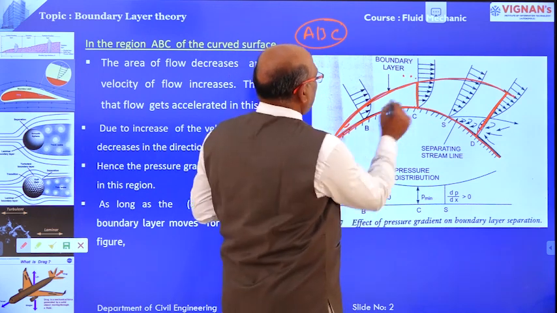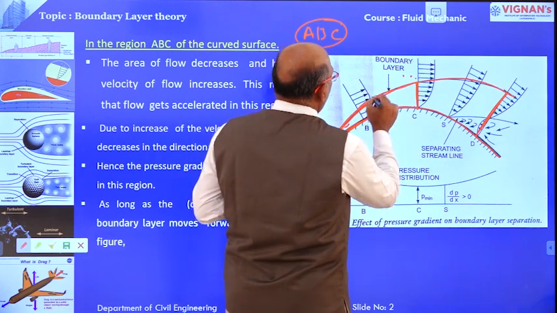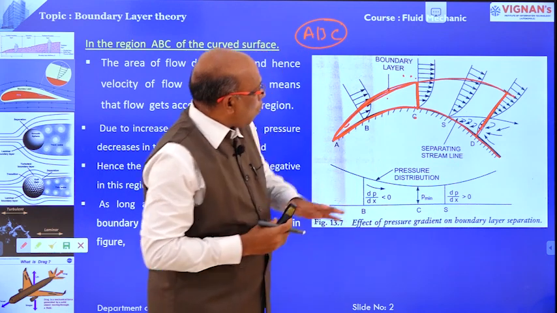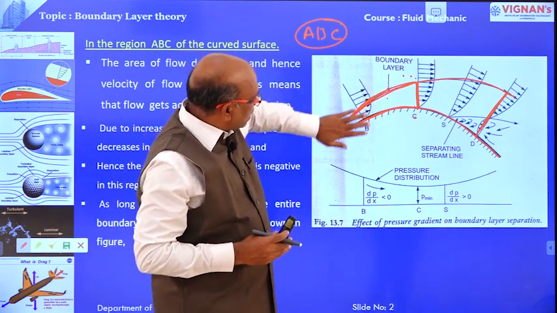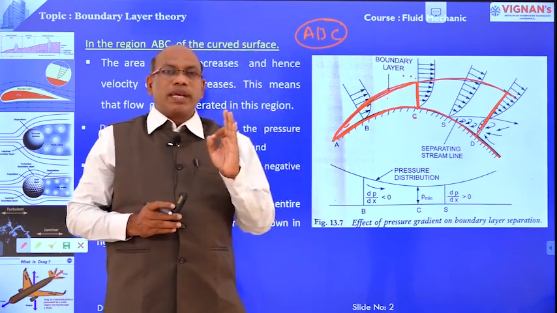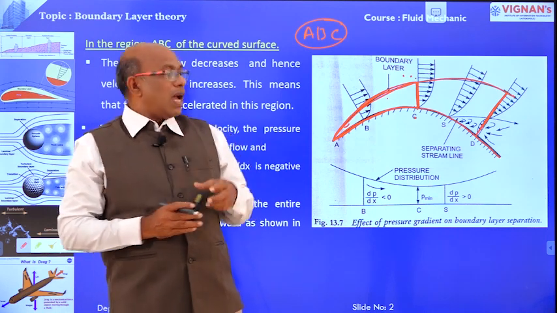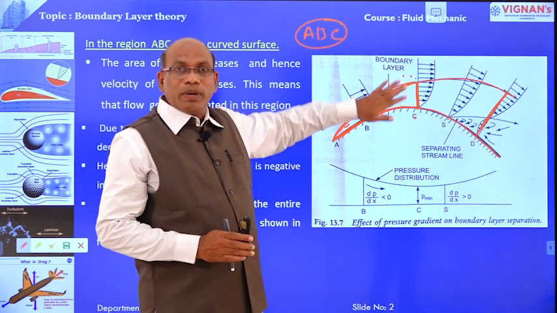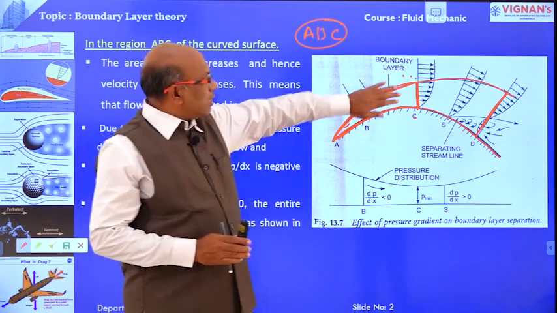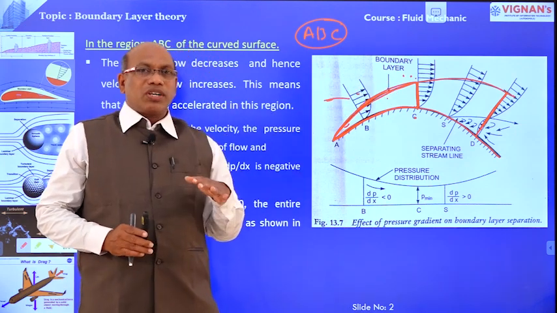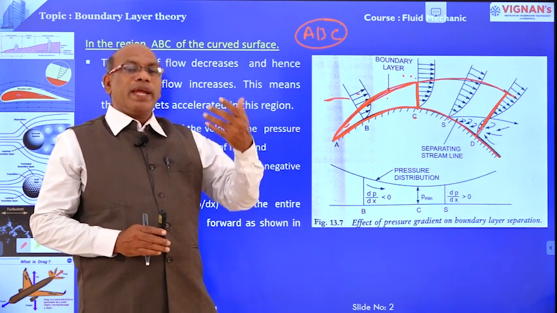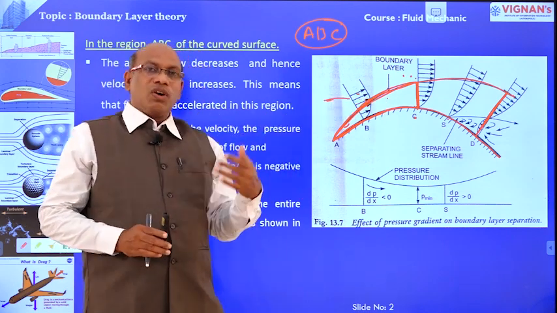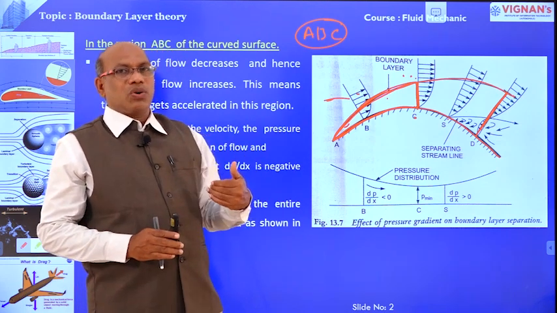So now we take this zone A, B, C. In this zone, the cross-sectional area is very, very small as compared with the curved surface C, S, D. Automatically, the velocity in this zone increases. The velocity in this zone is high as compared with the curved surface C, S, D. Once the velocity is high in this zone, what is happening? Pressure reduces. Velocity is high because of the less cross-sectional area, so automatically pressure reduces. Therefore, the pressure gradient ∂P/∂x is less than 0, right?